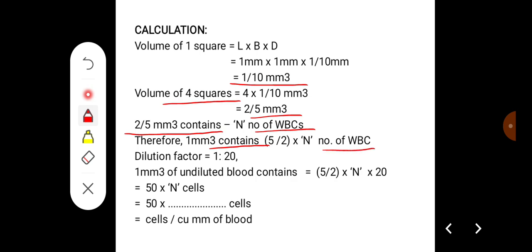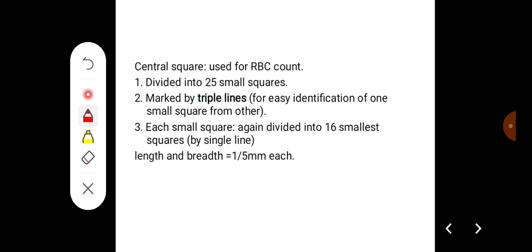Here we have diluted the blood by 20 times, so multiplying by that dilution factor, the number of WBCs contained in 1 cubic millimeter of blood will be 50 into n number of cells.